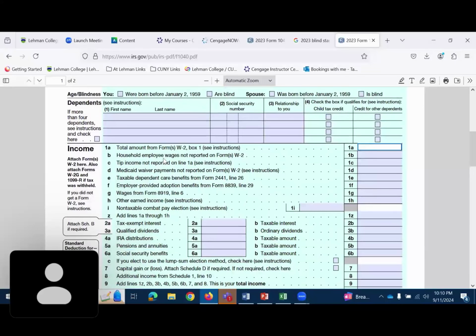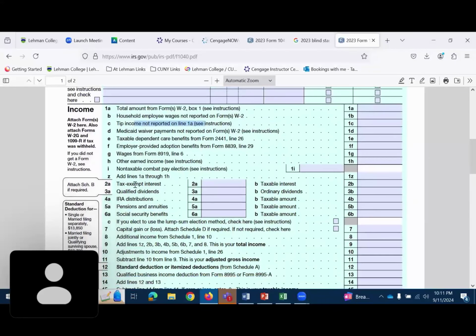So your W-2 here is where you have your income from your job, other types of wages or tip income, any kind of payments. And then you've got these other earned income. You've got your tax exempt interest. So interest that you earn, but it's tax exempt. Qualified dividends. So none of these are added up in this line, but you still have to report it, but you're just not going to be taxed on it. This is taxable interest income, ordinary dividends with income. These things are income. Then you have additional income from Schedule 1.